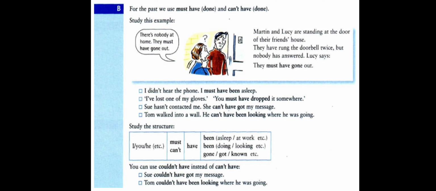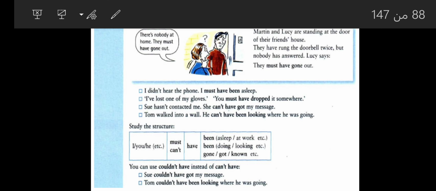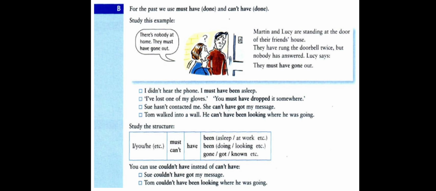The next example: Tom couldn't have been looking where he was going. We can say Tom can't have been looking where he was going, or Tom couldn't have been looking where he was going. So can't or couldn't plus have plus past participle express negative past inference. We can use any one of them.